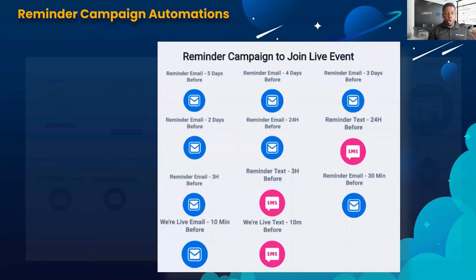Hey, Zoom room is open. Now, I opened my Zoom room a little bit before. So 30 minutes before the event, hey, Zoom room is open. Feel free to join. Then 10 minutes before, we send an email and a text that says, hey, we're live. Join us right now. And on my Zoom rooms for my webinar, I have a countdown timer that tells them exactly when the event's going to start. So that keeps them engaged.